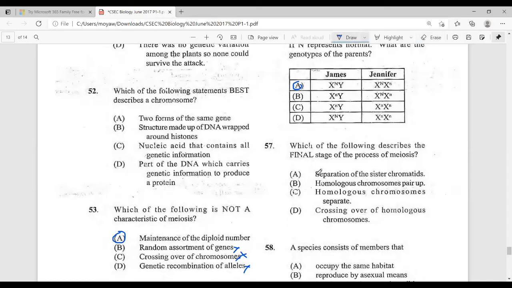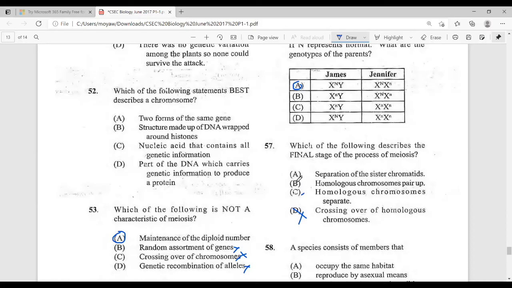I don't know why I drew a circle. So this is out because crossing over does not happen in the last stage or any of the final stages. It happens in the first stage. To be more specific, it happens in prophase, late prophase. So now C, homologous chromosomes separate. So that is close to the last phase, but is not exactly in the last phase. So this happens in anaphase, which is anaphase 1. So just to make sure, we can just leave it like that.